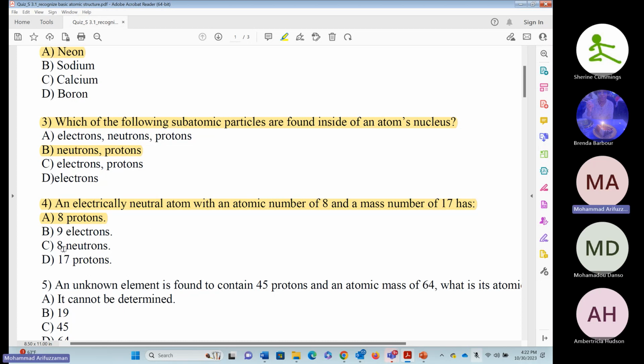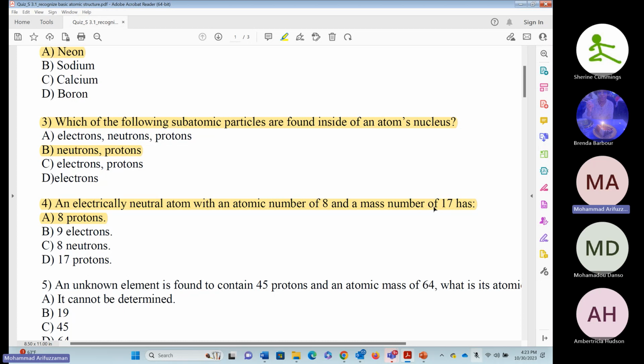Now why is C incorrect? Because what is the mass number? Mass number is 17. Now can you calculate the number of neutrons from here? You know the proton is 8, mass number is 17. What is the neutron number?